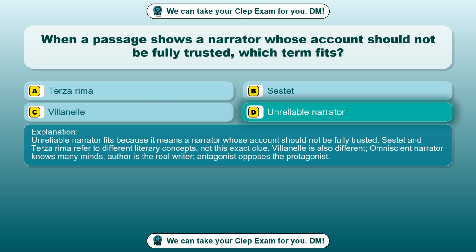Unreliable narrator fits because it means a narrator whose account should not be fully trusted. Sestet and terza rima refer to different literary concepts, not this exact clue. Villanelle is also different. Omniscient narrator knows many minds, author is the real writer, antagonist opposes the protagonist.